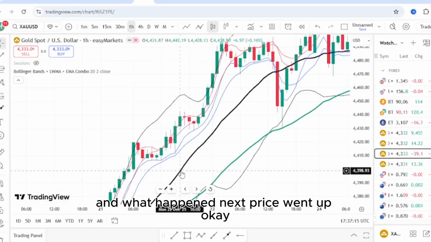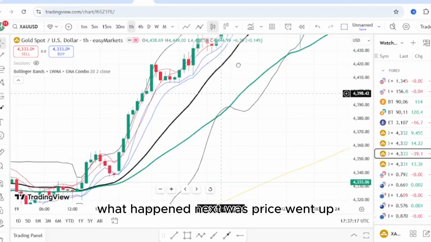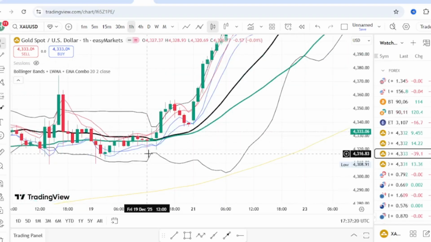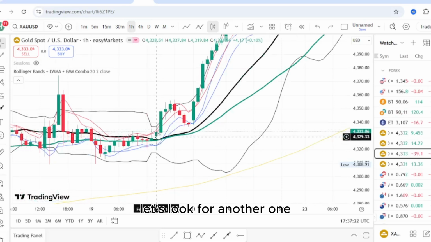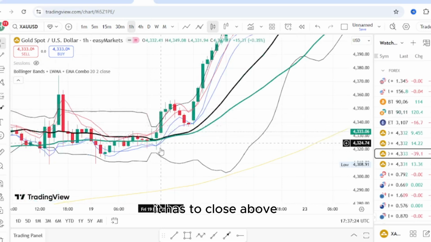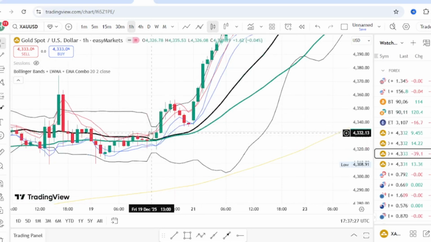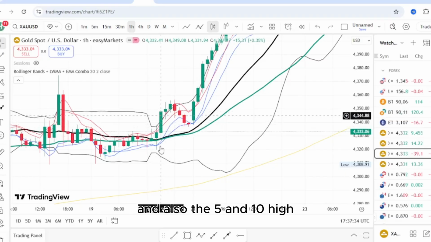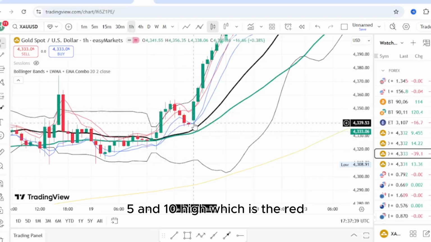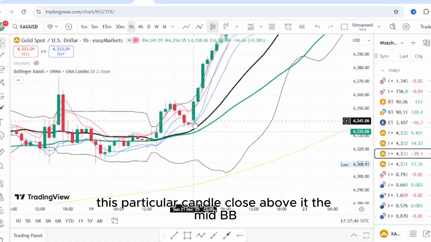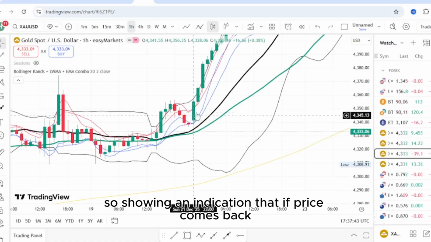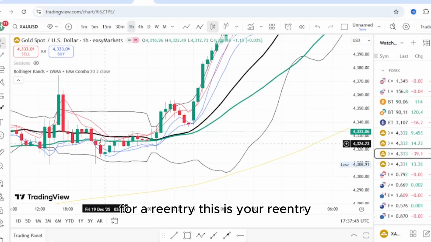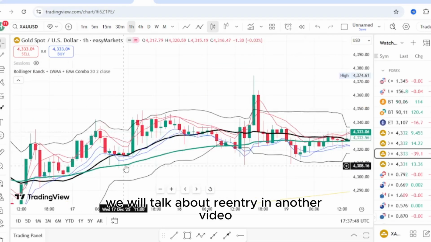Let's look for another one. It has to close above. This is another one. This particular candle closed above the mid BB and also the 5 and 10 high. This candle closed above it, the mid BB. So it shows an indication that if price comes back for a re-entry, this is your re-entry. We will talk about re-entry in another video. So price boom happened. I can show you a series of all these on the chart.